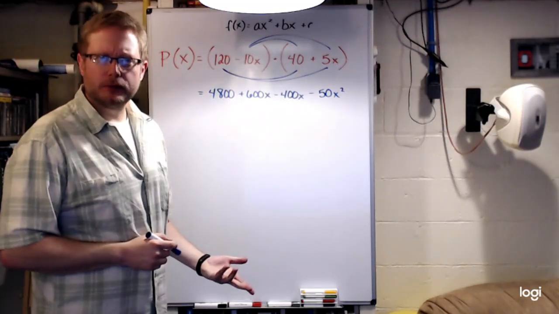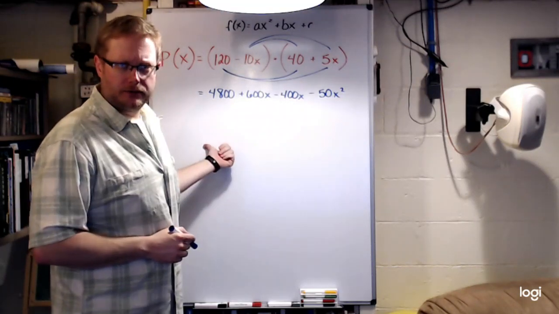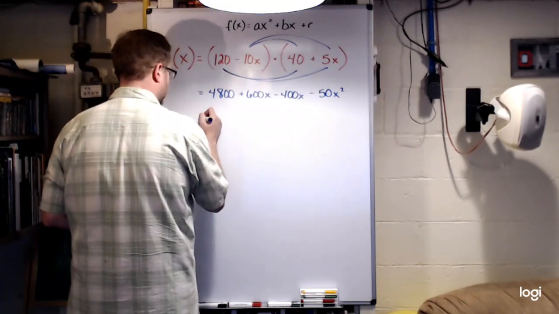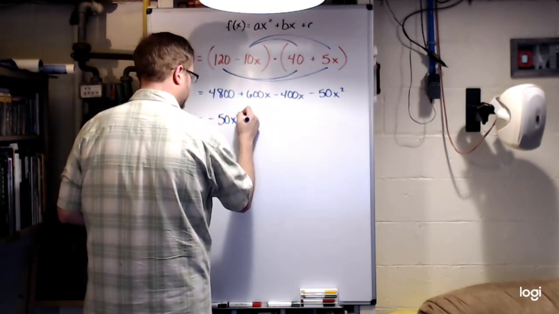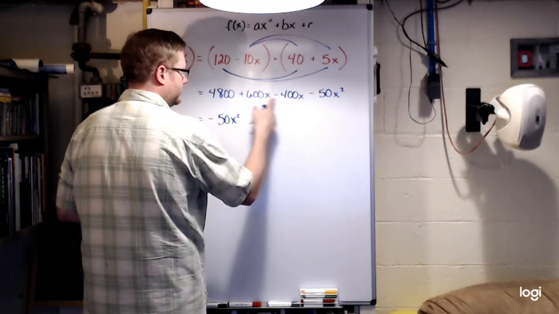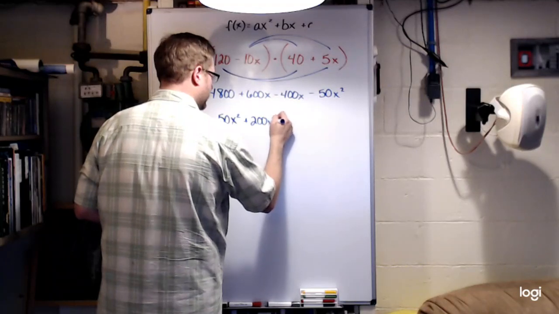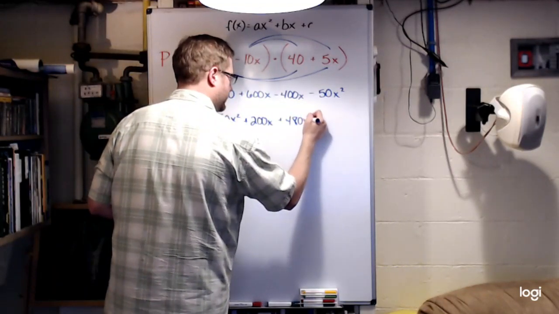So there we have it all multiplied out, just like the previous problem. Combine any like terms we can. Put our x squared term out front so it's in standard form. So we're going to have negative 50x squared. 600x minus 400x is going to be a positive 200x, plus 4,800.